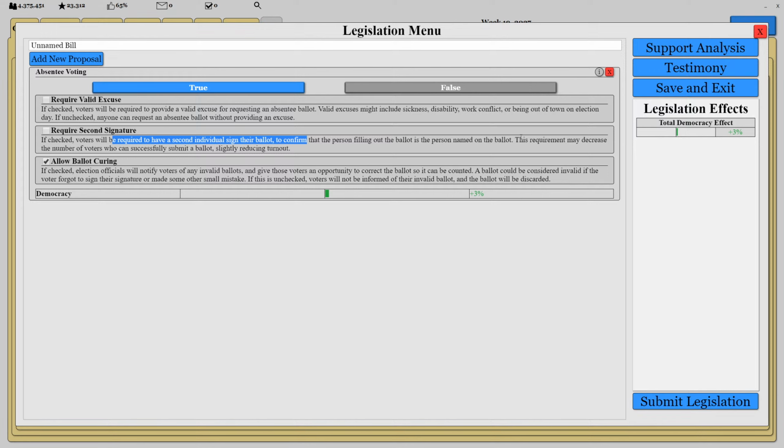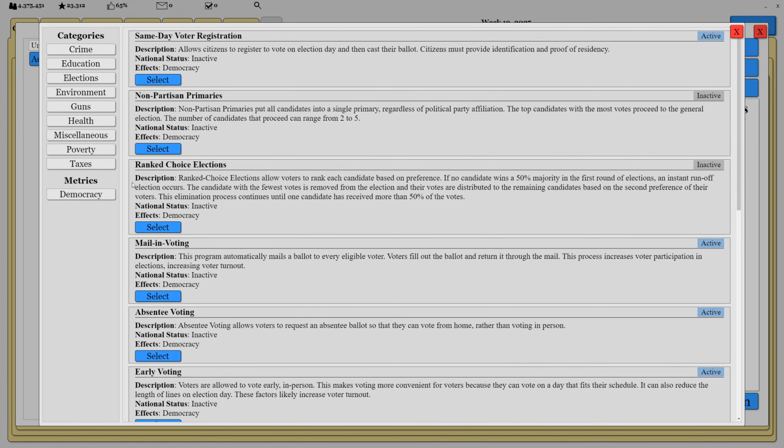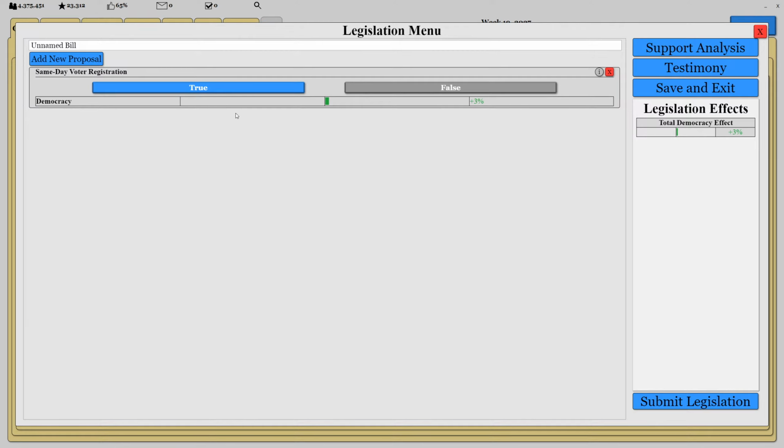This requirement may decrease the number of voters who can successfully submit a ballot, slightly reducing turnout. Require a valid excuse. Voters will be required to provide a valid excuse for requesting an absentee ballot. Valid excuses might include sickness, disability, work conflict, or being out of town on election day. If unchecked, anyone can request an absentee ballot without providing an excuse. Nonpartisan, same-day voter registration, which is active actually.